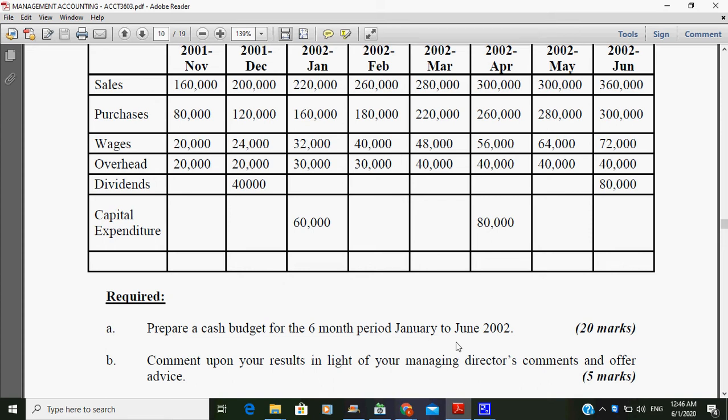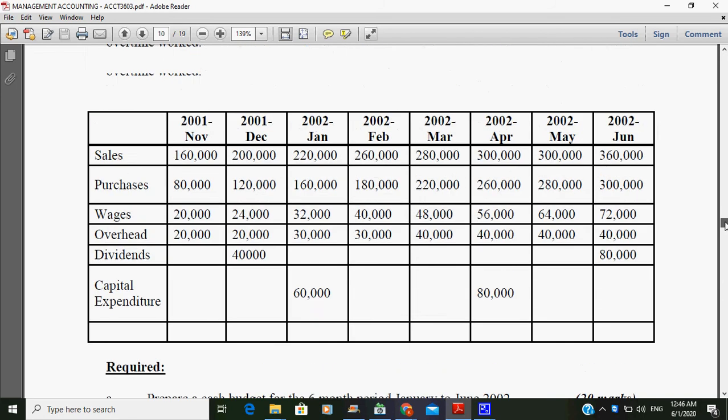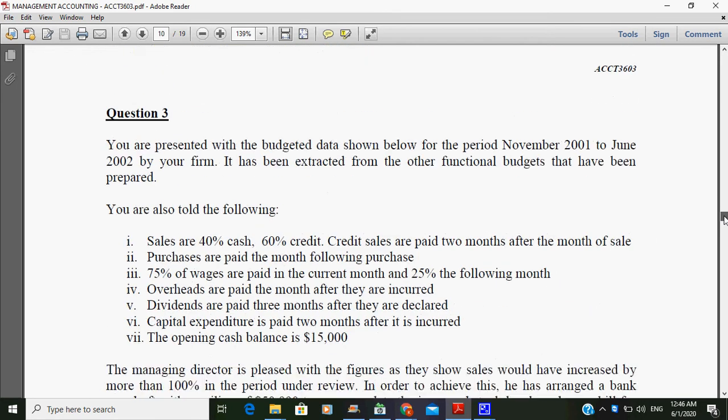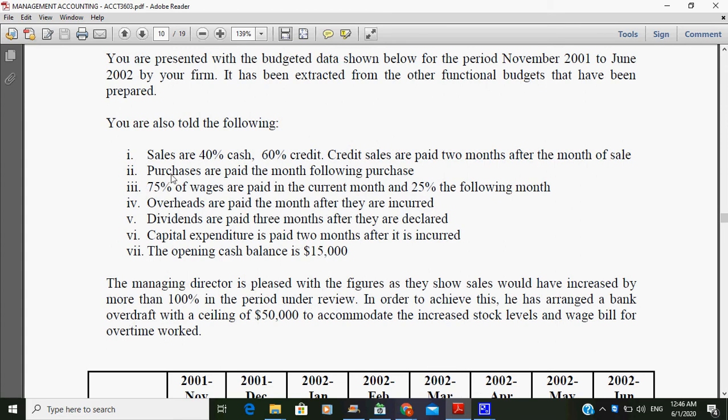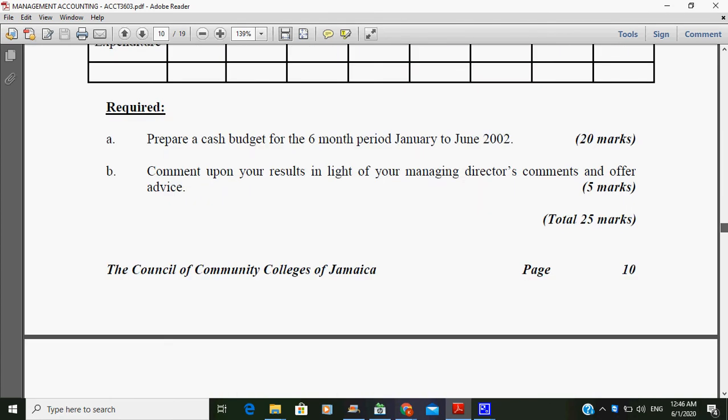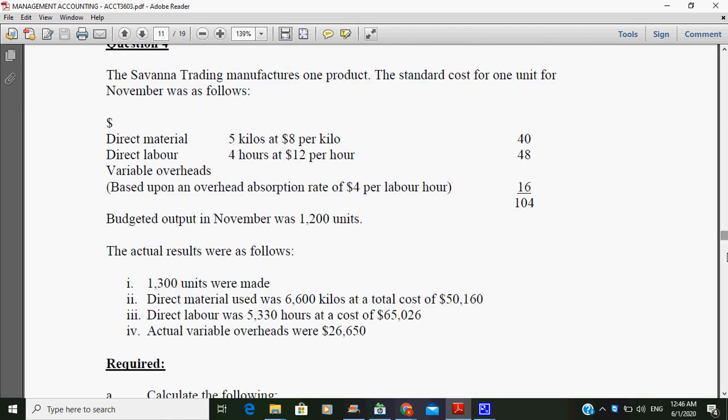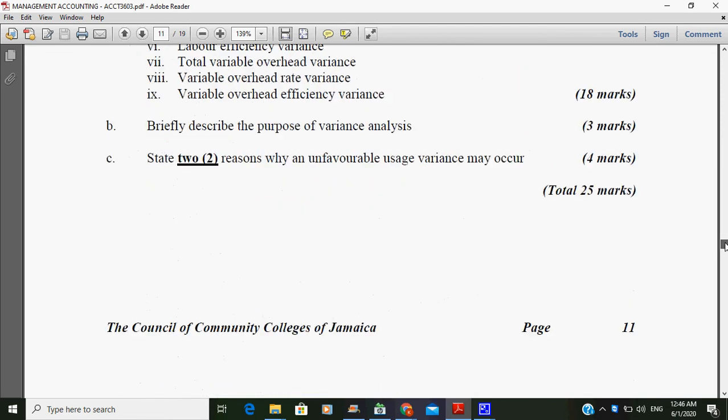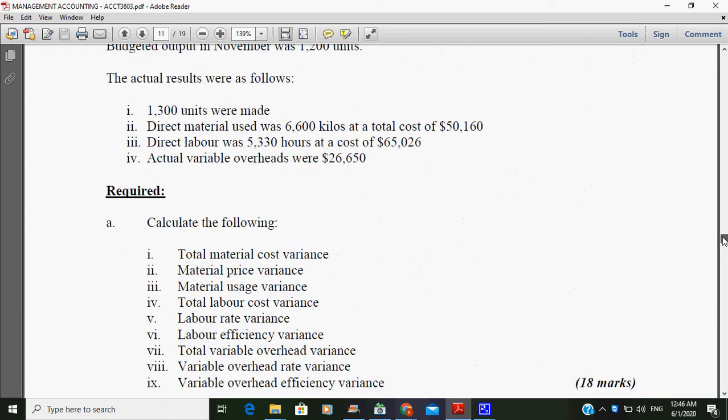Let us go to the solution. First thing you must remember is that sales are 40% cash, meaning 40% of the sales in the current period. Please note we are going to prepare a cash budget for 6 months, from January to June, right?